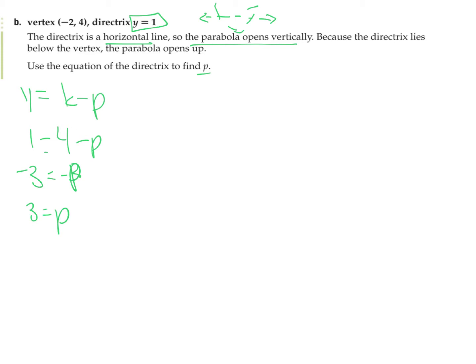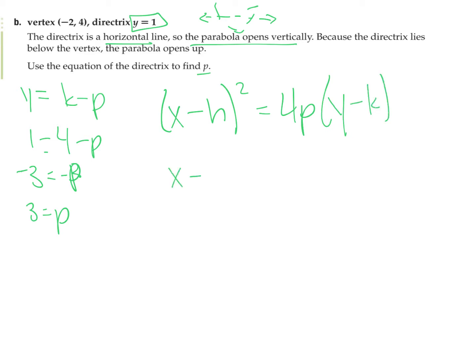And now we can start to build. Now that we have that, and we have our vertex, we can go ahead and create our equation. Since this is opening up and down, it's going to be in that format of x minus h squared equals 4p times y minus k. So we have x minus a negative 2, so x plus 2 squared equals 4 times p, that's 12, times y minus our k, which is a 4. And that right there is our equation.